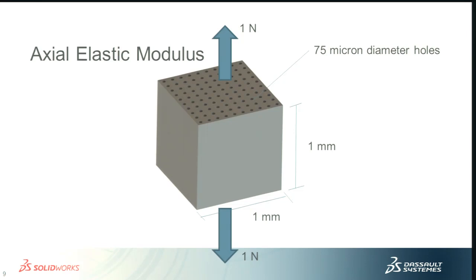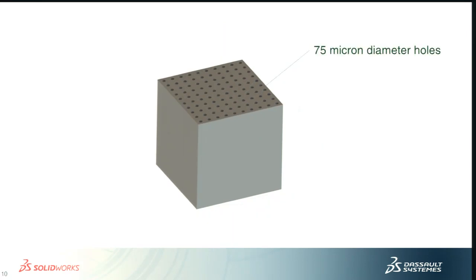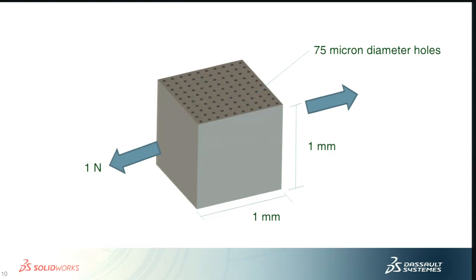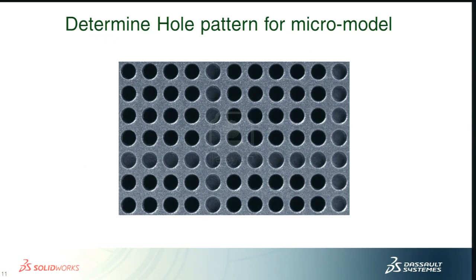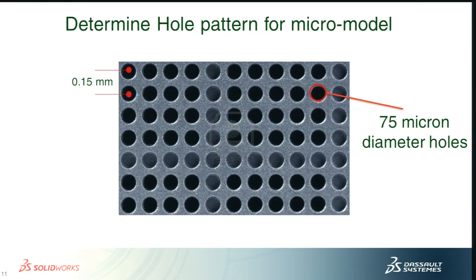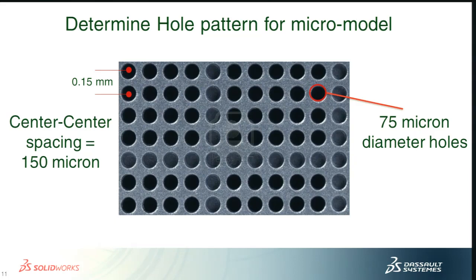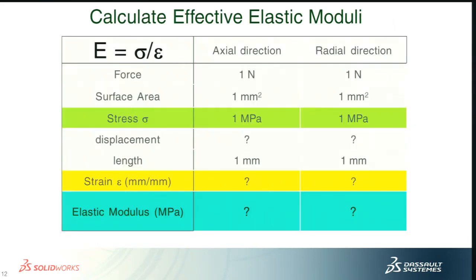So what's next? We've determined one direction. Now we have to determine the orthogonal direction. This is going to be the radial or transverse elastic modulus, because it's going to be something similar to carbon fiber, a transversely isotropic material. And we determine the hole pattern for the micro model. Again, we know the hole size, and we know the spacing is about 0.15 millimeters on center. So we want to calculate this effective elastic modulus.